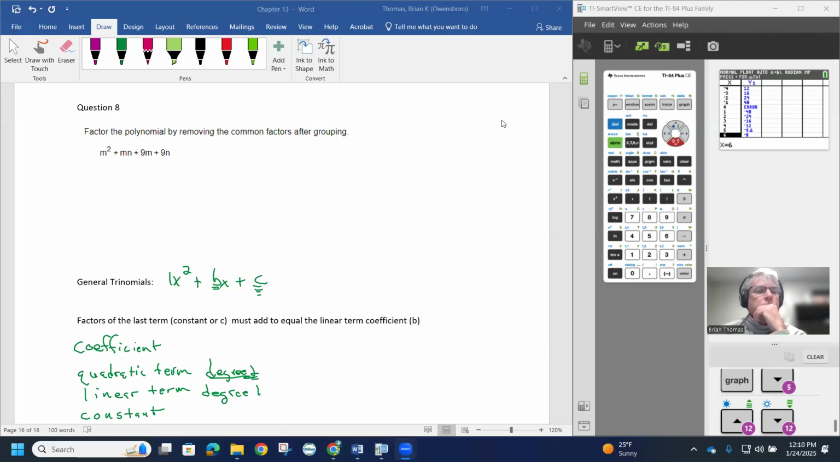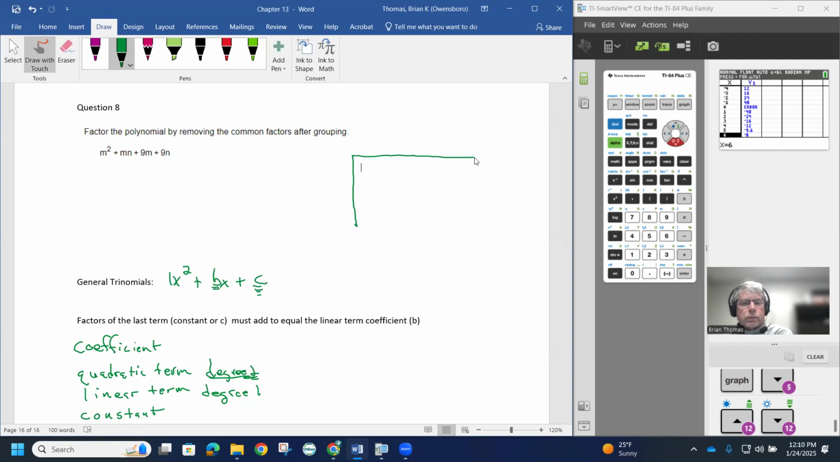So question 8 says factor the polynomial by removing the common factors after grouping. When we have a four-term expression, I like to go kind of old school in a way. I like to use the four squared, because when it says grouping, what they basically mean is put parentheses around the first two terms, or what I can do is box the first two terms and then put parentheses around the second two terms, or in other words, I can box the second two terms.